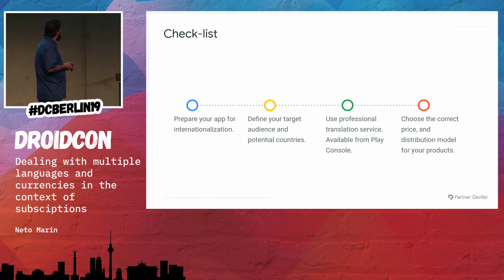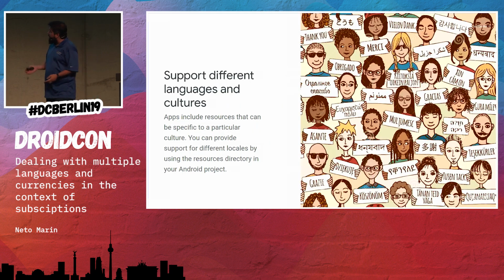And then at the end, we're going to talk about the correct price and distribution model for different regions. Remember to support different languages and cultures. Sometimes we tend to think that everybody reads from left to right, and it's not true. A lot of people read right to left, so you must prepare your layout for that. You must think ahead, because if you just flip the orientation, it's not enough. You need to think about the kind of images you are using, the images being on the correct side, and the colors being correct.